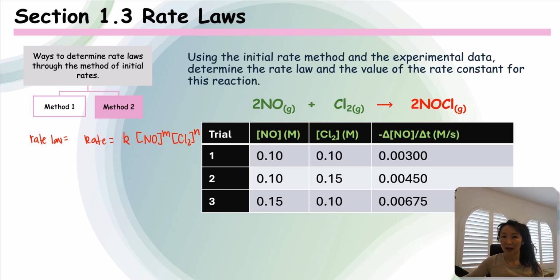So here is the question. It says using the initial rate method and the experimental data, determine the rate law and the value of the rate constant for this reaction. We will compare two different rates, making sure one of the reactant concentrations stays constant. For example, if you look at trial 1 and trial 2, you'll notice that the concentration of the nitric oxide is the same, whereas for the chlorine, it does differ. It doesn't differ by a factor of 2 or 3, but somewhere between a factor of 1 and 2. So the calculation becomes quite challenging if you were to use method 1.